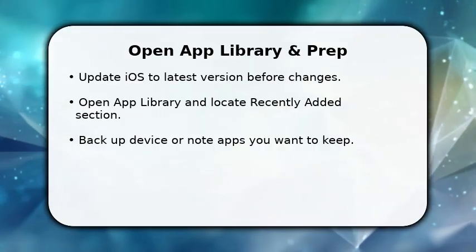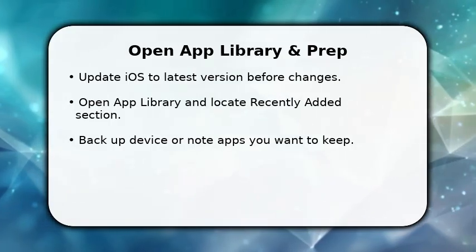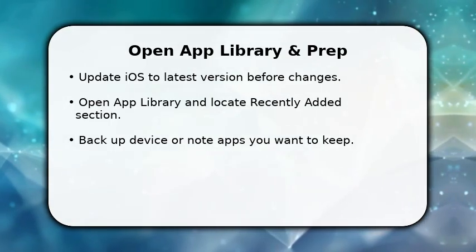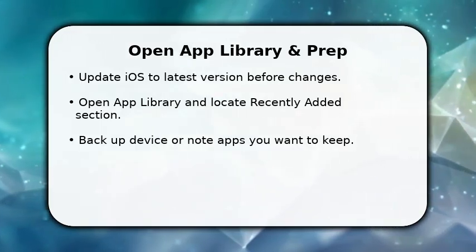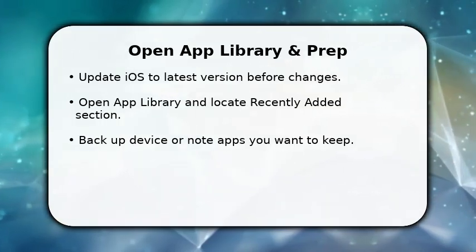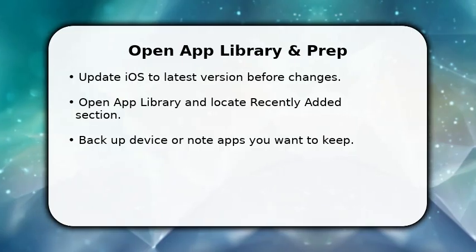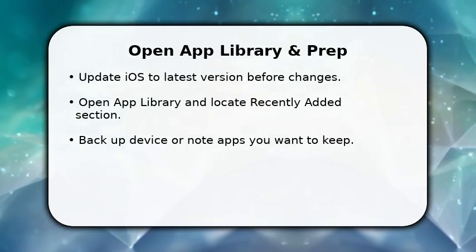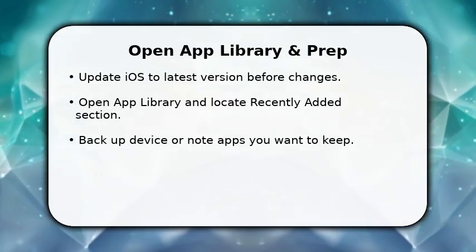You start by updating and backing up so nothing is lost. Once done, open the app library and tap Recently Added to reveal apps installed in the past 30 days. Make sure you identify which apps you want removed from the device entirely versus those you want to keep but hide. You're preparing so subsequent steps are deliberate. This prevents accidental deletions and ensures you understand that Recently Added reflects installation date, not a removable folder.